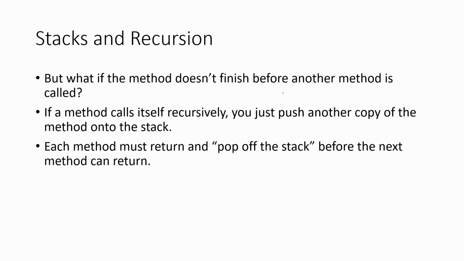Now, what if the method doesn't finish before another method is called? So for example, what if square called another method? Well, in the case of a method that calls itself recursively, we just push another copy of the method onto the stack. Each method must pop off the stack before the next method can finish. So a lot of times we're going to be pushing the same method over and over and over onto the stack until one of them finally can finish.